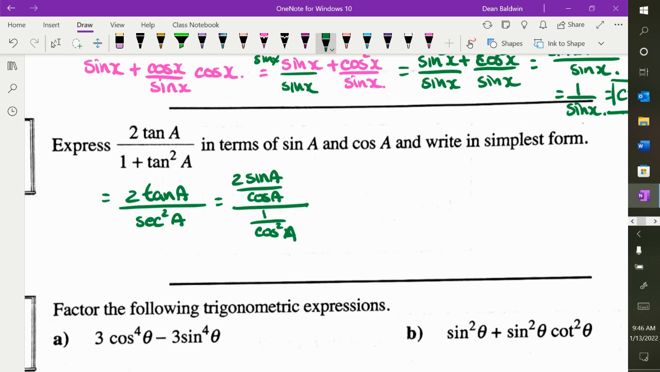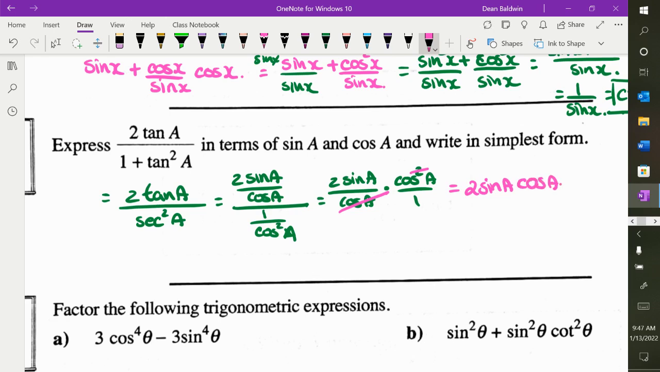Now it looks gross because we got a fraction divided by a fraction. But how do you divide fractions? Flip the bottom one and multiply, right? What do we do now? Okay. Does anything cancel? What cancels? That cancels and that cancels, right? So I'm left with 2 sine a cos a.